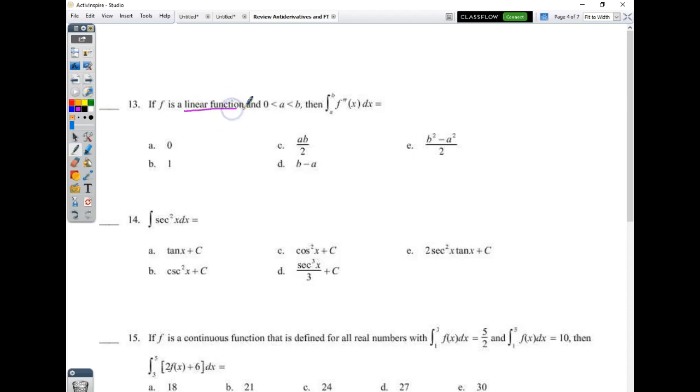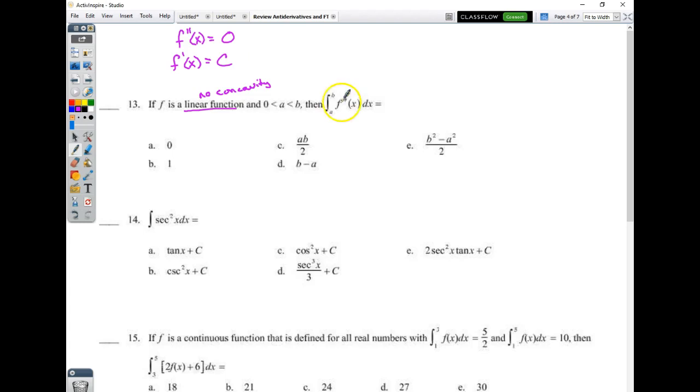So the trick here is to realize linear function, which means that there is no concavity. Can't have concavity if I'm a line. There's no curve. And if there's no concavity, that actually tells you that f double prime of x is going to equal 0. Well, and if f double prime of x equals 0, f prime of any x function, if we integrate it, should be some constant c. And it won't change. If we integrate 0, we get 0 plus c.